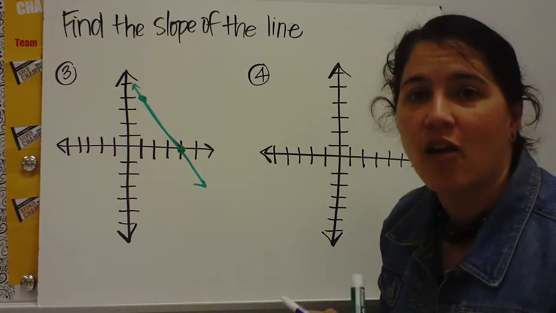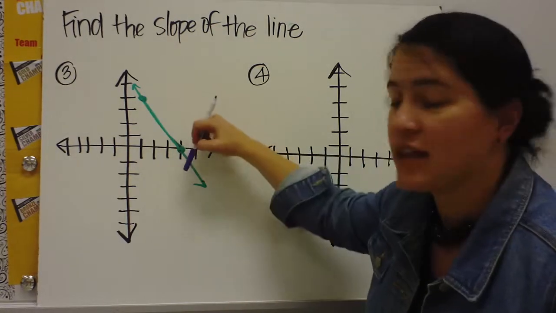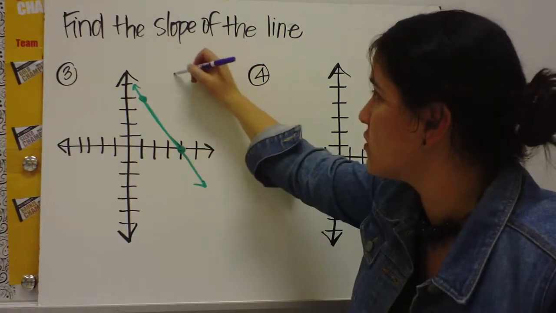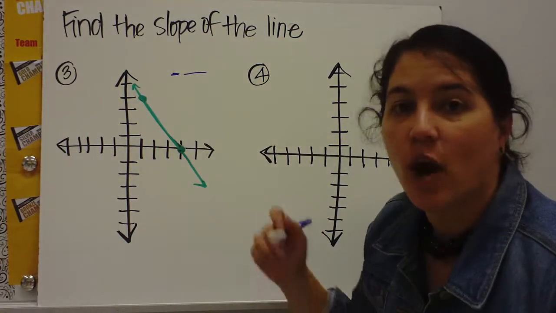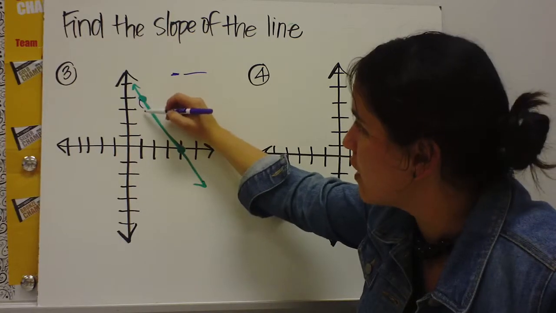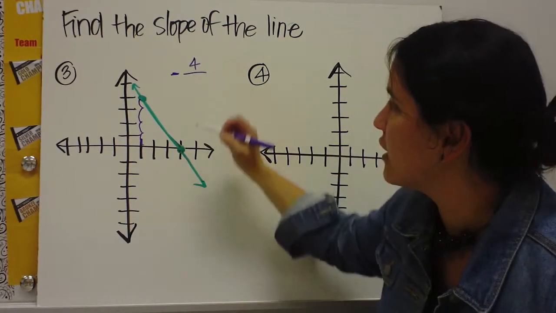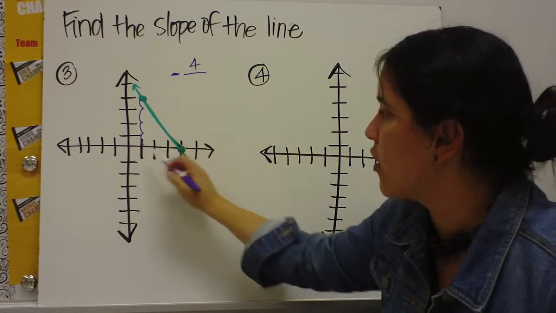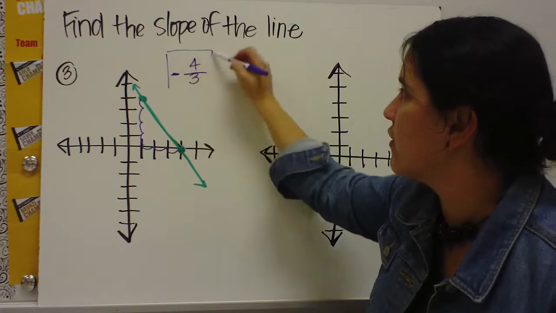And again, we're going to count rise over run. So from here to here, this is a negative slope. So let's go ahead and put our negative sign and then our fraction bar. We have to go up or down first. So I'm going to start here. I'm going to go down. 1, 2, 3, 4. I went down 4 again. And then I'm going to go over. 1, 2, 3. So -4/3.